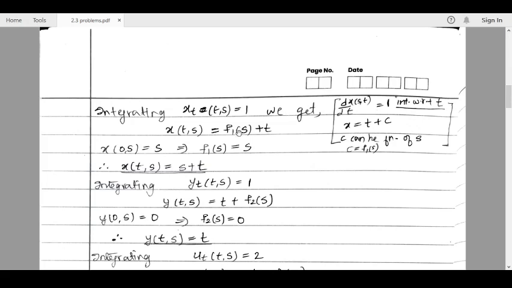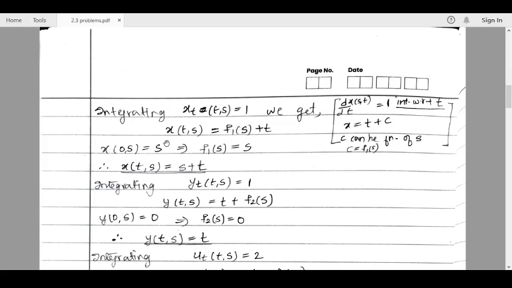So we will get x is equal to some function of s plus t. Okay, so we have x_t equal to 1, where x is a function of t and s. We are integrating it with respect to t. So we'll get dx is equal to dt, so we'll get x equal to t plus a constant. Instead of constant, you have to write a function of s.